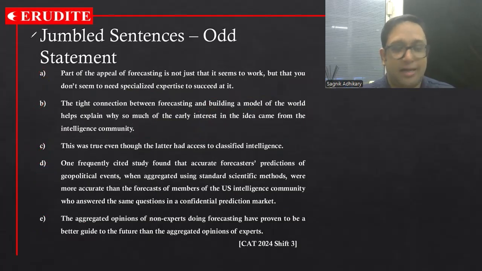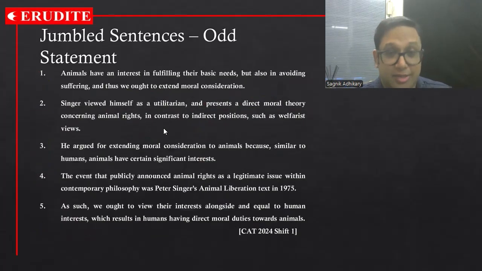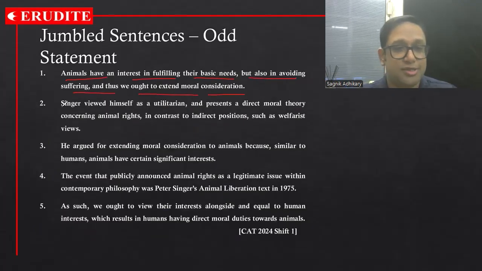Once this is done, let us look at another question which is even harder, more challenging. Now, this is a really difficult question. This is from CAT 2024, first shift, morning shift. It says here, animals have an interest in fulfilling their basic needs, but also in avoiding suffering, and thus we ought to extend moral considerations. Singer viewed himself as a utilitarian and presents a direct moral theory concerning animal rights, in contrast to indirect positions such as welfarist views. Now we see that there is something common between statements 1 and 2.